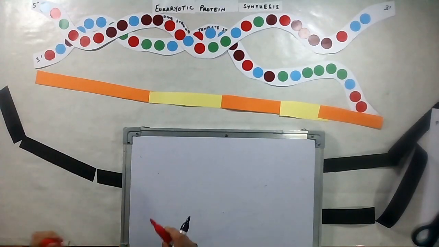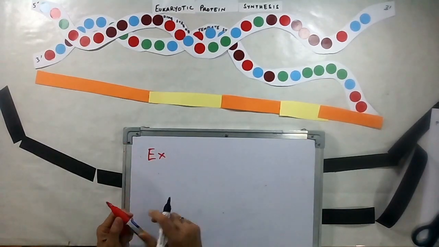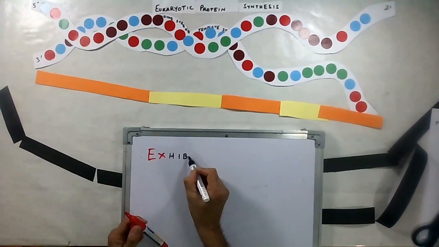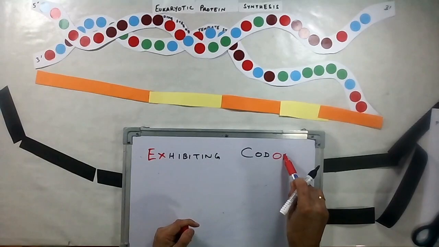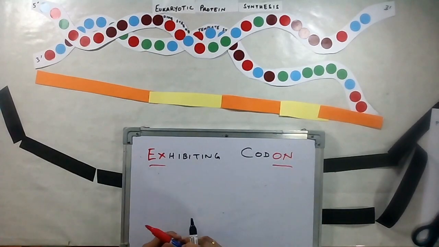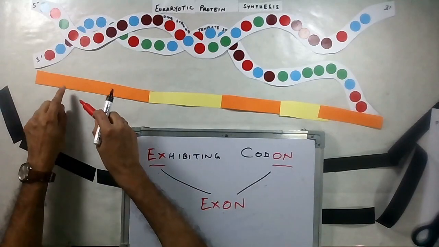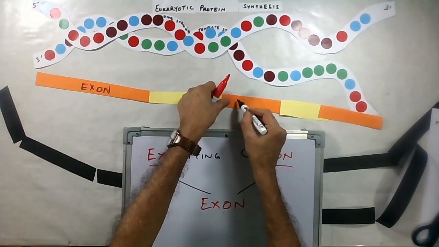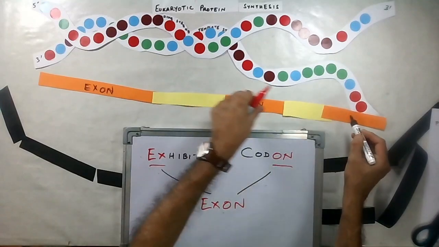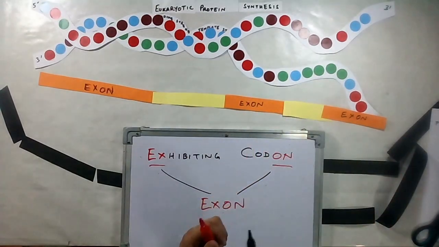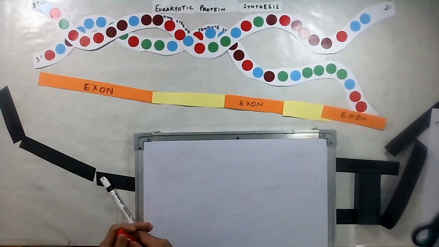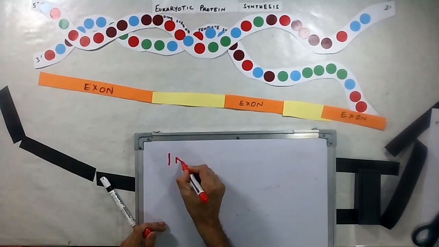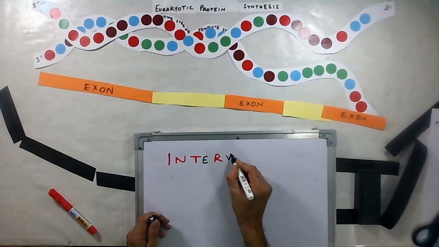So first I am writing exon, which is exhibiting sequence, exhibiting codon rather. From here the name exon came, which I am writing here. This is also exon. This is also exon. Exon is what is required, what carries the code for protein synthesis. This is the intervening sequence. So this is intervening.